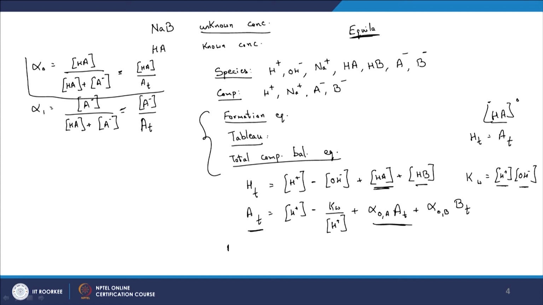We are now going to have 1 minus alpha naught of A into A total would be equal to concentration of H plus minus Kw by H plus, plus alpha naught of B into B total. And the key here is that the sum of the ionization fractions need to be 1, since these are fractions. So 1 minus alpha naught of A would be equal to alpha 1 of A. So I am going to substitute that here.